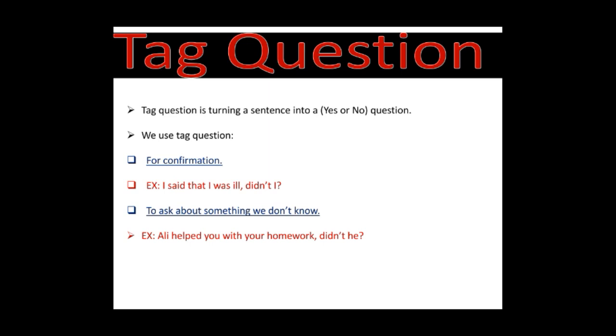I use also question tag in order to ask about something I really don't know. Like what? Ali helped you with your homework, didn't he? So I don't know whether Ali helped him or not. So I am asking. Ali helped you with your homework, didn't he? I'm not sure here. So I am asking, okay?